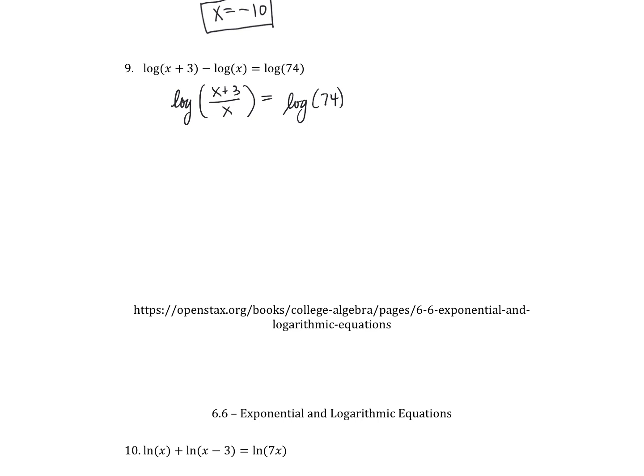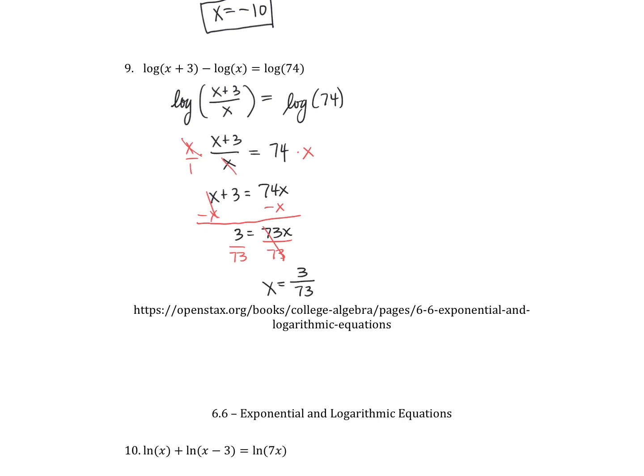And so now this gets me where I want to be. Since I have one log on both sides, I can ignore those and just rewrite the equation with what I was taking the log of. And now I'm going to solve. First I need to get rid of the x in the denominator, so I'm going to multiply both sides by x. That will give me x plus 3 is equal to 74x. Subtract x from both sides so I can gather those together. So I have 3 equals 73x, and then divide by 73. And so we have x equals 3 over 73.